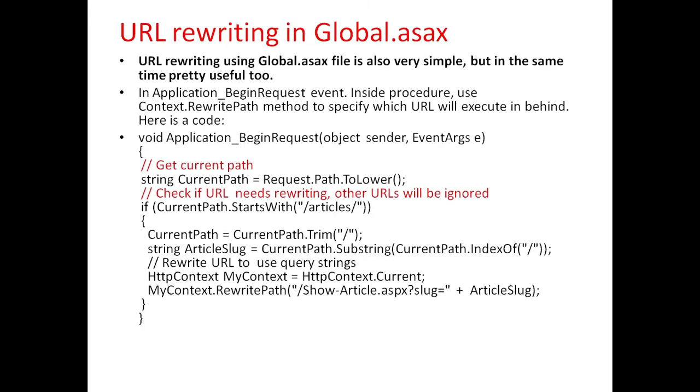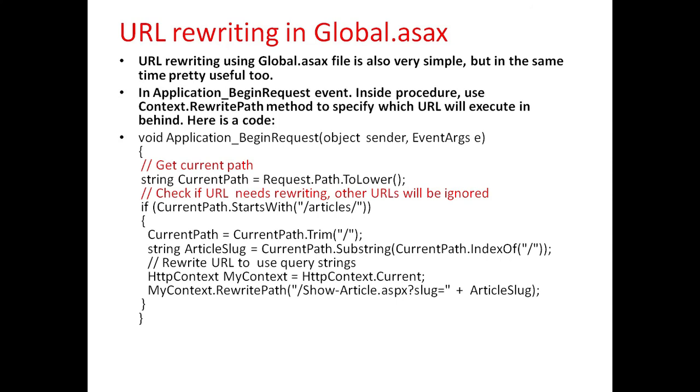URL rewriting in global.asax is also very simple, but at the same time pretty useful too. In the Application_BeginRequest event, inside the procedure, use the Context.RewritePath method to specify which URL will execute behind the scenes. The code for URL rewriting in global.asax is as shown.